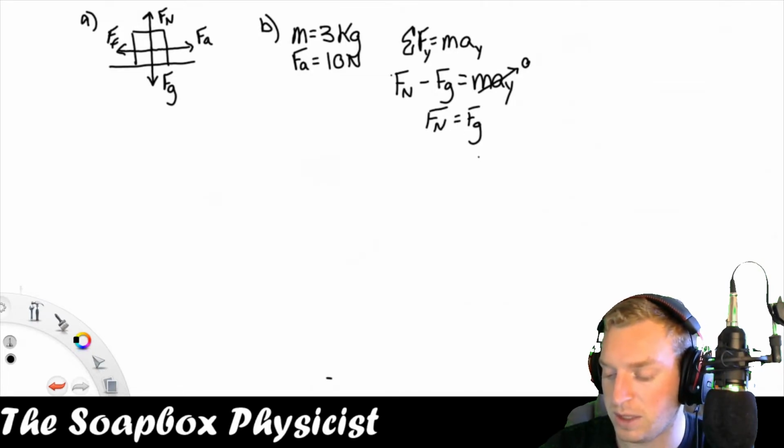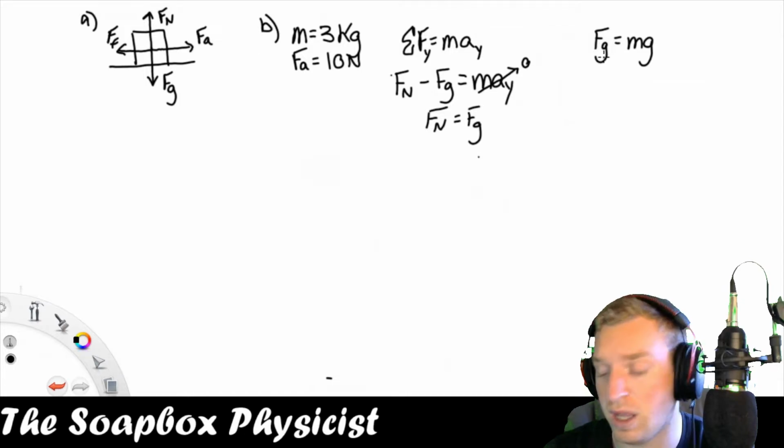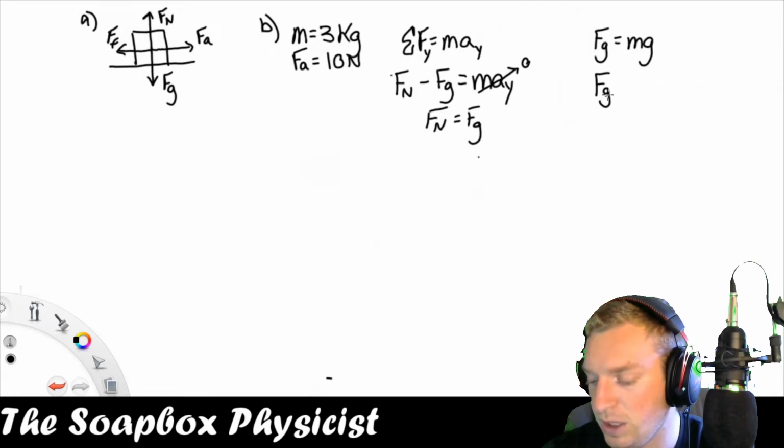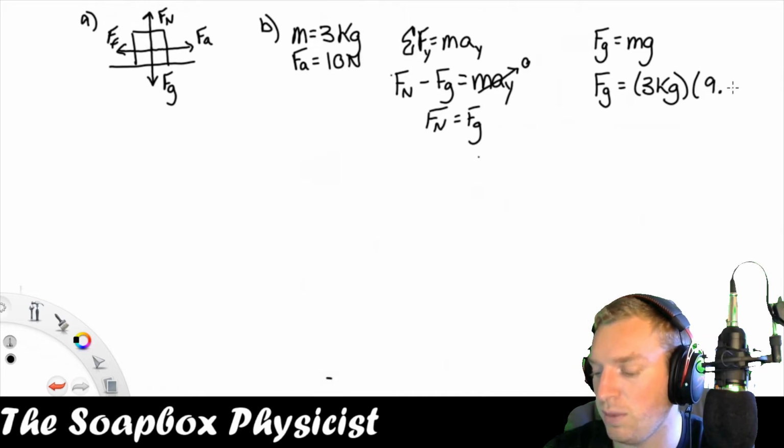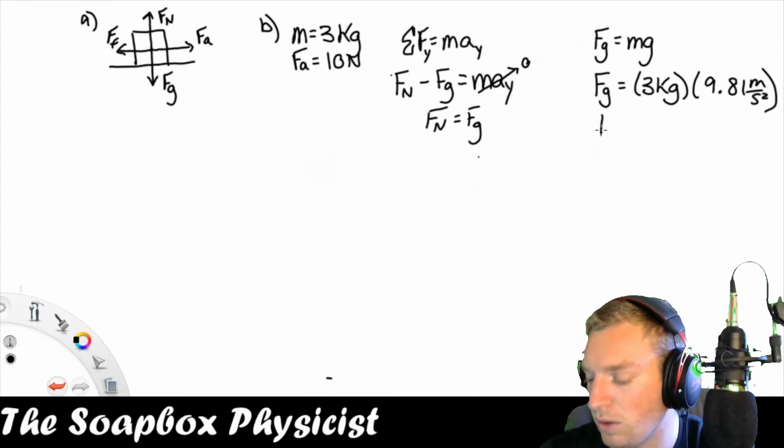And if I know what the mass is, I can use my weight formula, F sub g equals mg, to find that force due to gravity, to find that weight. So here we have F sub g is equal to my 3 kilograms times, well, it's little g and it's on Earth, so it's 9.81 meters per second squared. And then if we multiply those two out, we get 29.43 newtons.